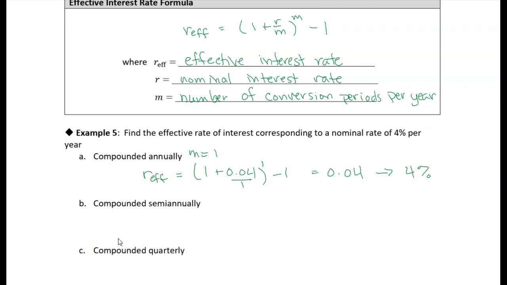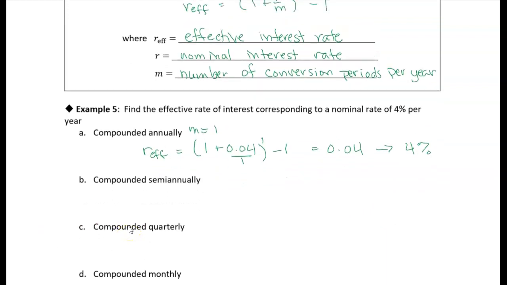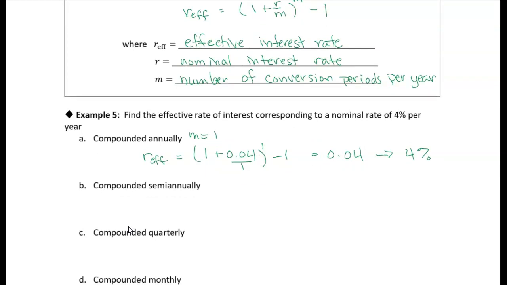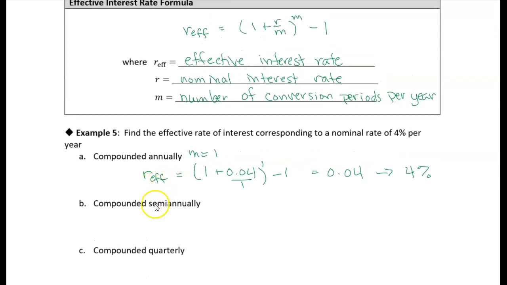So all right, let's look at a little more interesting case. Let's say we're compounding semi-annually. The effective interest rate is equal to 1 plus r over m, 0.04. But in this case, we're compounding semi-annually, so m is 2. And then to the m power, which is 2, minus 1. Okay. Put that in your calculator. What do you get? You get 0.0404, or as a percentage, 4.04%.